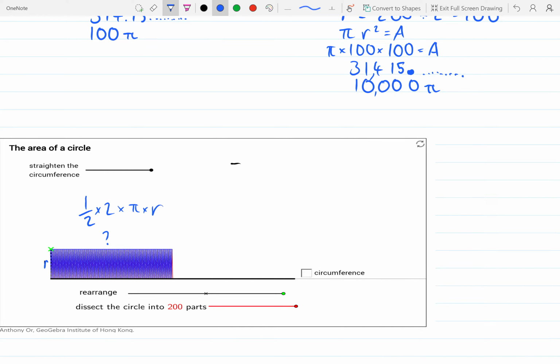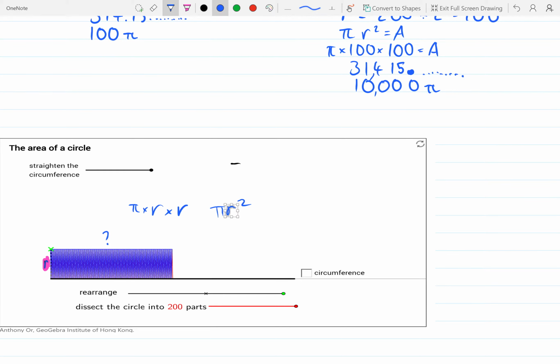Okay, and half of 2 is just 1, so we may as well not have done this all together, and we've just got pi times R. And then we can times it by this R over here, which gives us our pi R squared, which was our formula for the area of the circle.